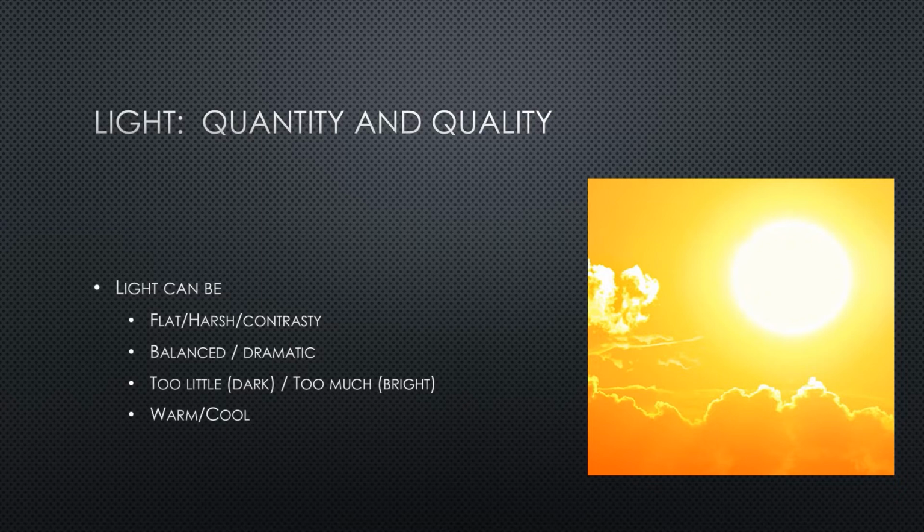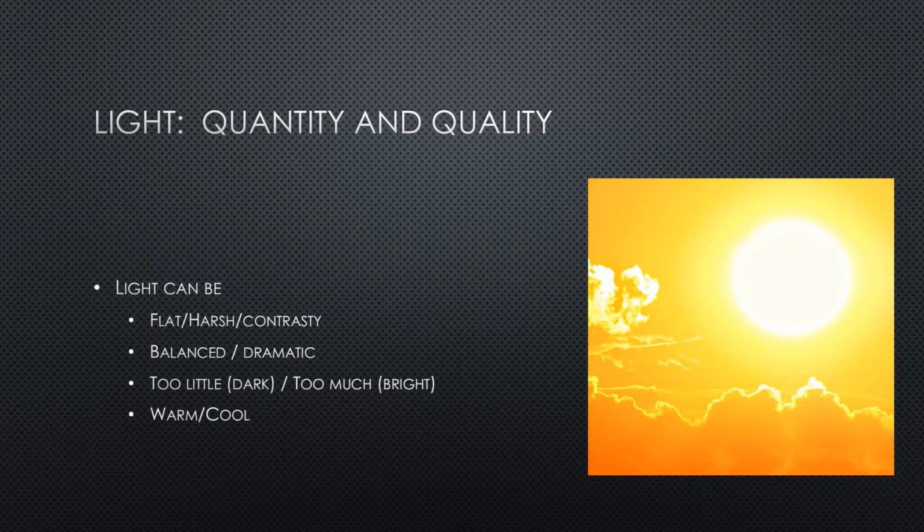So light can be very flat or it can be very harsh. Flat light limits or eliminates shadows, while harsh light will give deep, dark shadows. Light can be balanced and light can be really dramatic. Light can be in short supply or very abundant. Light can also be warm or cool. And this is really important. The color of light can very precisely be documented, and in photography speak, we refer to this as white balance.